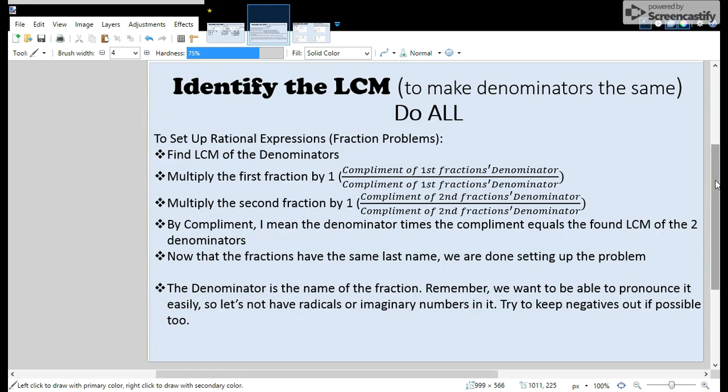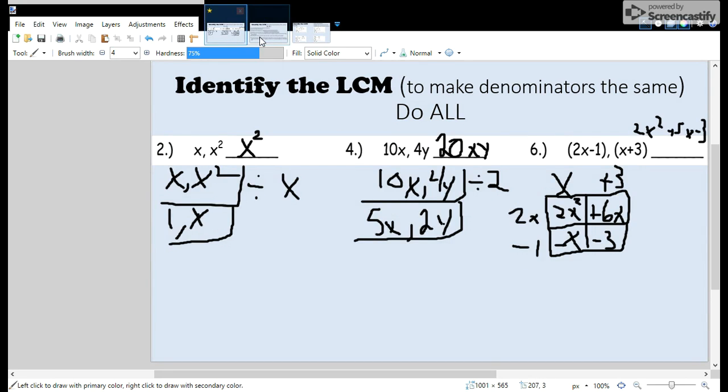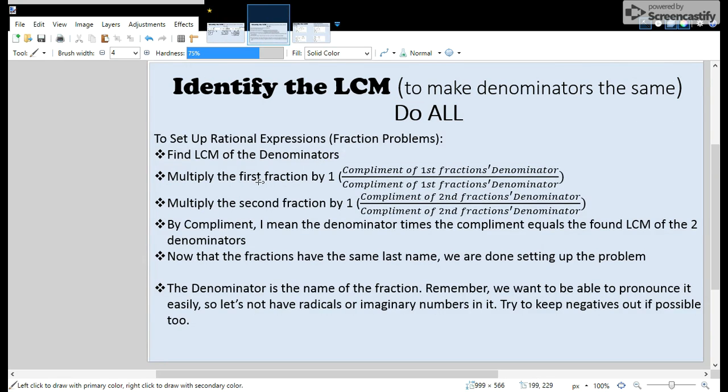On this next slide, all it is is the steps written out. To set up our rational expressions for adding and subtracting fractions, we're first going to find the LCM of the denominators, doing the same thing we did on the previous examples. We're going to multiply the first fraction by 1 and multiply the second fraction by 1. These are special ones where the denominator times that special one is going to give you the LCM at the bottom. Once the fractions have the same denominator, we're done setting up the problem.